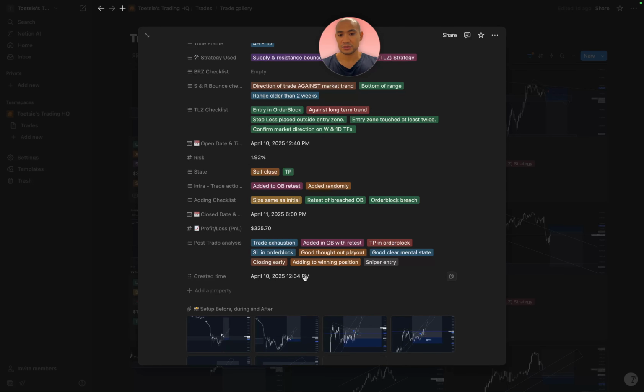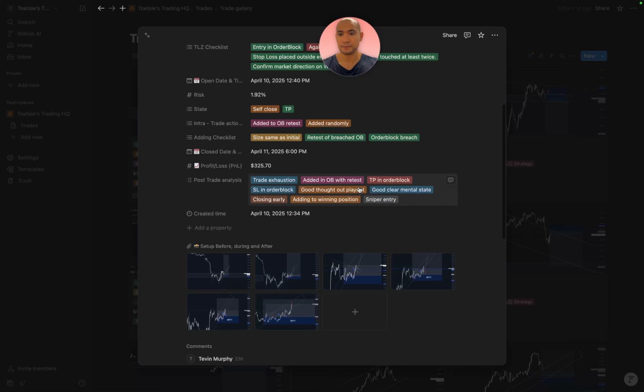This journal was created at 12 o'clock, and a couple of minutes later the trade opened. My risk started at 0.5. We increased it to, I think it was 1.28 and then 1.92, something like that. Same story, self-close, but we took profit. Added to OB retest, added randomly. Same story like the previous trade.